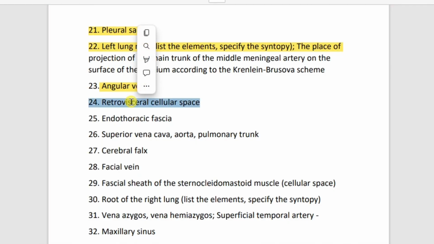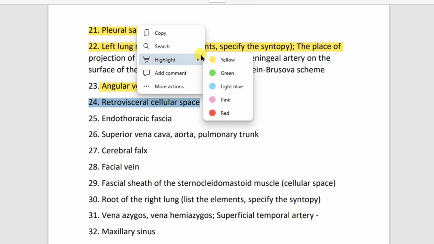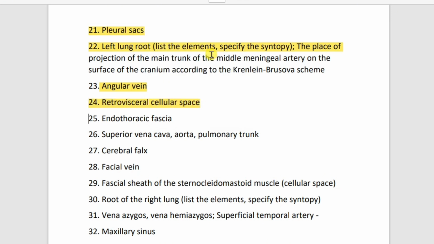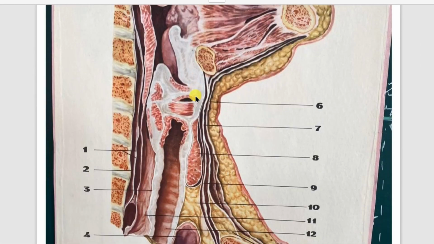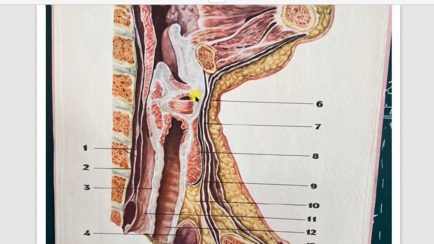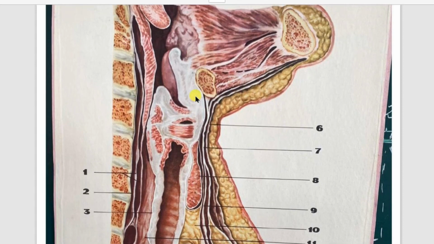Next you have the retrovisceral cellular space. Where can you find it? You can find it in the neck region. Let's see first the sagittal plane. Guys, here you can have a look. It's retrovisceral, right? Viscera means internal organs, retro means behind, so retrovisceral means behind the internal organs. Here you can see the trachea, and here you can see the esophagus. So behind this one, this is the retrovisceral cellular space.